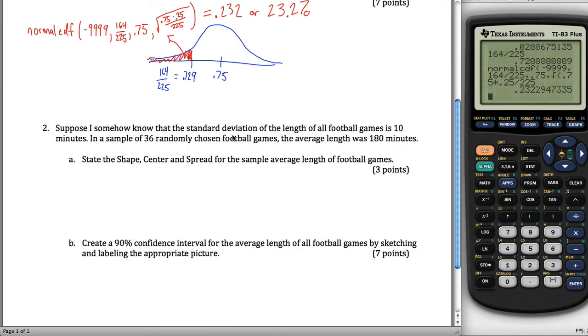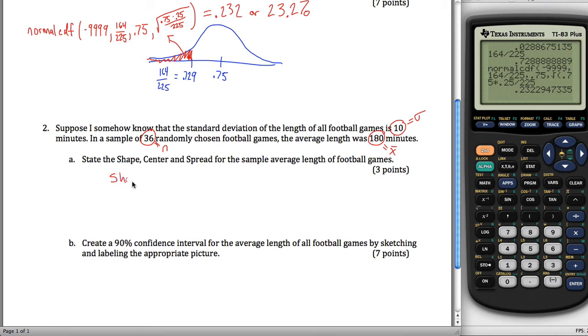Suppose I somehow know that the standard deviation of the length of all football games is 10. In other words, 10 is equal to sigma. Unrealistic assumption that you'd know it, but we'll pretend you do. A sample of 36, my sample size is 36, randomly chosen football games. The average length, x bar, is 180. State the shape, center, spread.